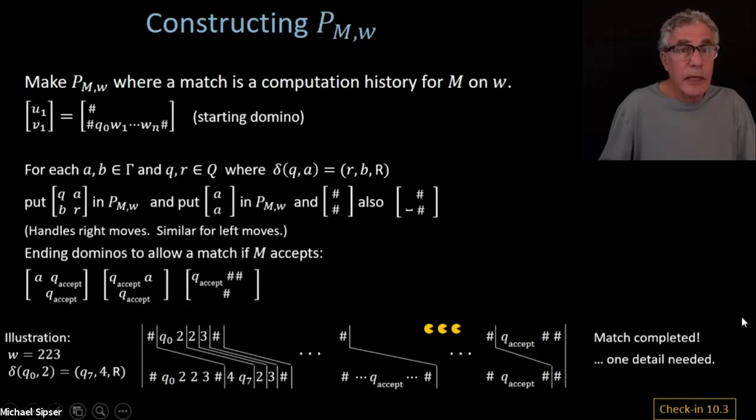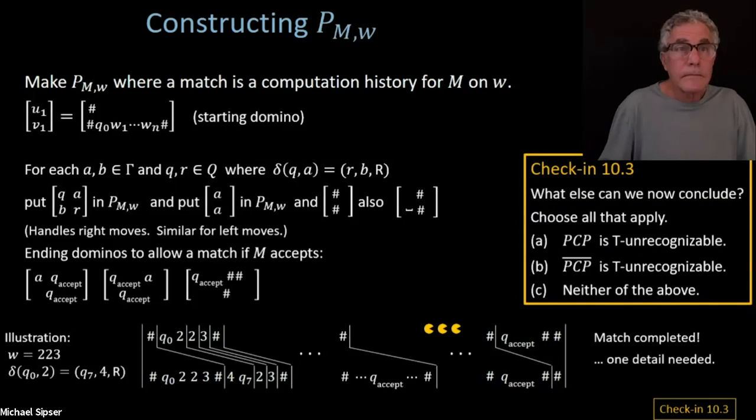So here's going to be a check-in. Okay, so what else can we conclude from this information? So at this point, we know that PCP is undecidable. That's what we just finished proving. What else do we know, if anything? Or do we even know that? Let's see, my picture is a little bit covering the check-in, but it's still readable.